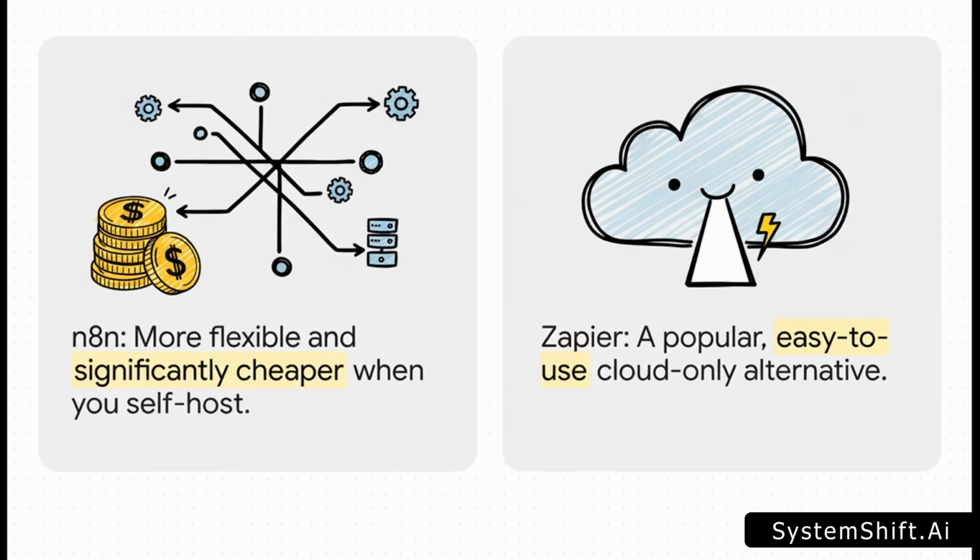Now, you've probably heard of other tools like Zapier, right? So how does N8N stack up? Well, Zapier is great, it's super easy to use, but N8N gives you a ton more flexibility for more complex stuff, and it can be way cheaper, especially if you decide to host it yourself. That makes it a real powerhouse for growing your automations without a crazy monthly bill.